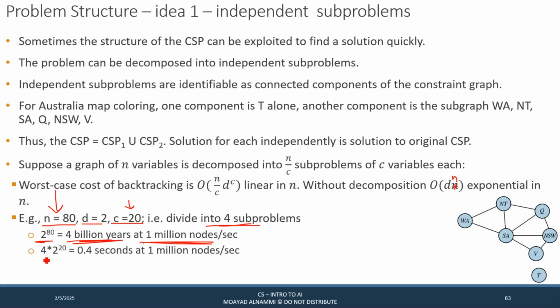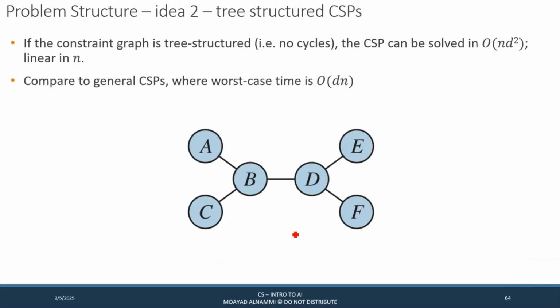Versus if I try to do it the subproblem way, so I run backtracking on the 20 variables for all the 4 problems, it'll be 4 times 2 to the power of 20. This is going to cost me 0.4 seconds if I have 1 million nodes per second processing power. So you can see that breaking your problem into independent CSPs and running backtracking on each of those independent problems can really save you a lot of time.